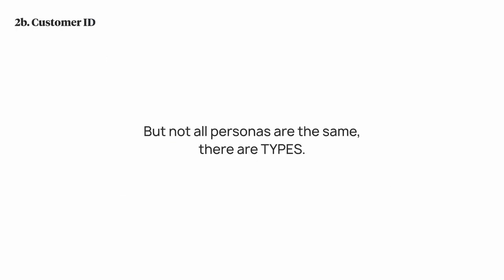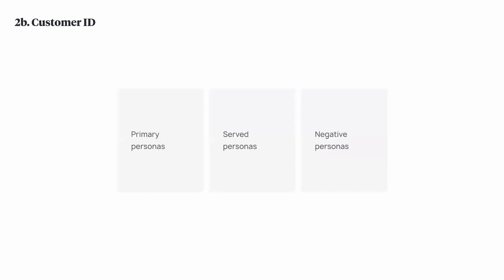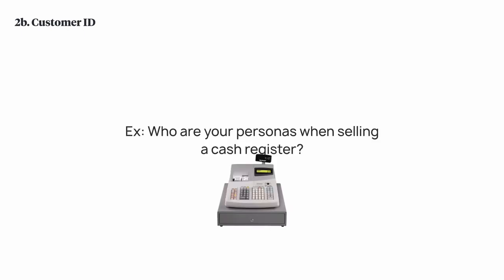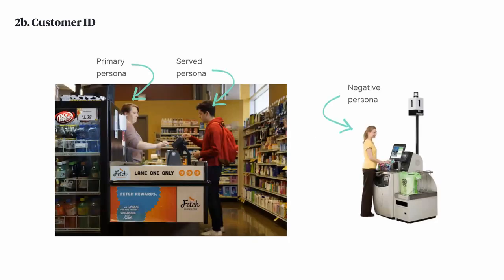But not all personas are the same, right? There are types of personas: a primary persona, served persona, and negative persona. And this comes down to how the customer uses your product. So for example, if you're a company that sells cash registers, what are the different types of personas you need to account for when you are trying to understand who your audience actually is? Let's look at the primary persona, the person who actually uses the cash registers, the cashier.